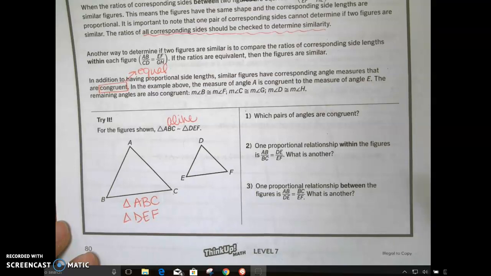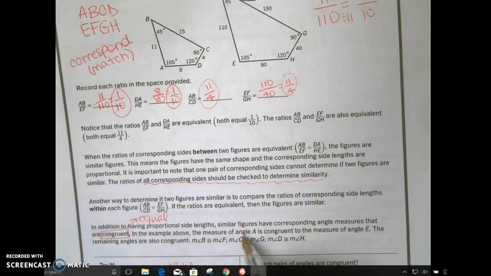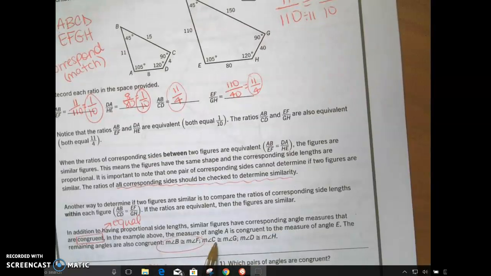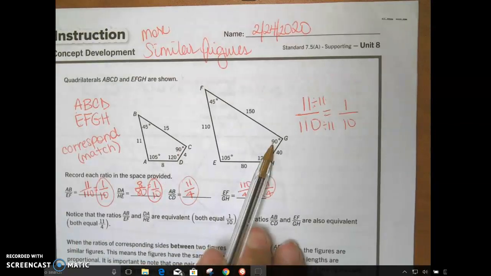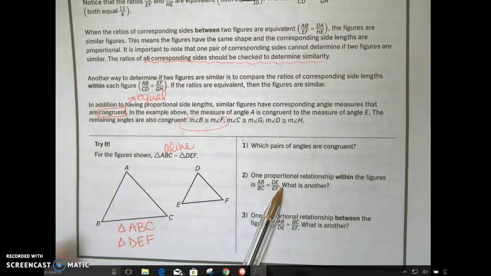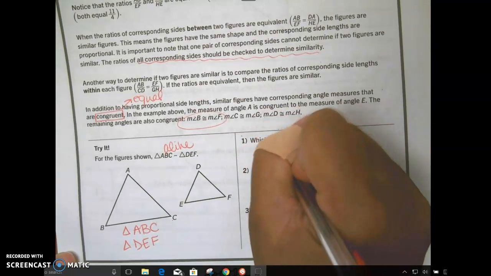Good. Over here, it says which pairs of angles are congruent. So, what are my angles that are equal? Which angles are equal? Just like they did up here. B and F. B is the same as F. Down here, C and G. C is the same as G. So they're not giving me angle numbers here, but I can match letters. D equals A. Angle D is congruent to angle A.